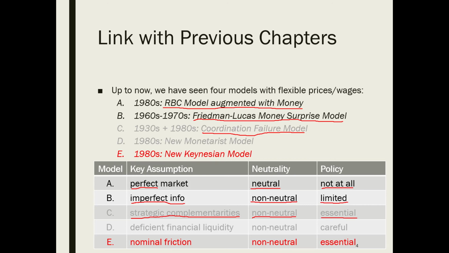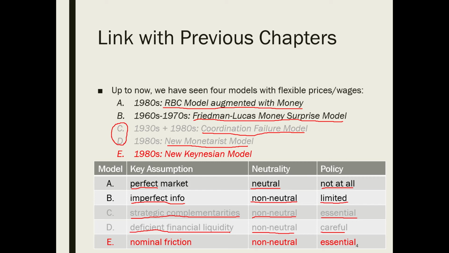The fourth model, Model D, is the new monetarist model, which was developed in the 1980s. The key assumption of this model is deficient financial liquidity, so it only applies to a scenario when you have a recession and when you have a liquidity trap. In this case, monetary policy is also non-neutral because appropriate monetary policy can provide liquidity to the market with deficient financial liquidity. Note that Model C and Model D are not covered in detail in this course, but the slides on these two models are provided on the website in case you are interested.